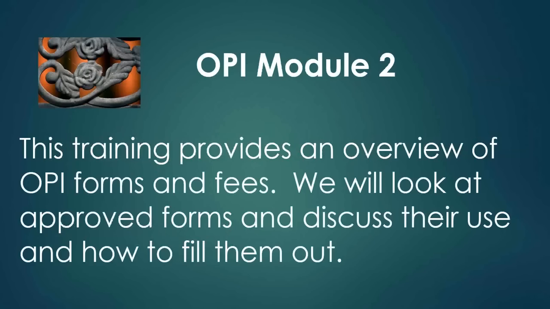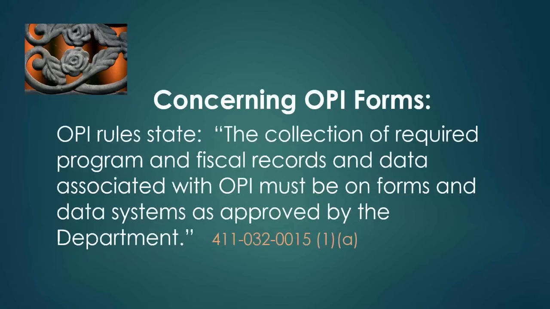And this Module 2 is really just an overview of the OPI forms and fees. And we're going to look at the approved forms and discuss how we use them and how we fill them out. So just a word concerning OPI forms. Why do we need to use specific forms? Well, first of all, it's a part of our OPI rules. And those rules state that the collection of required program and fiscal records and data associated with OPI must be on forms and data systems as approved by the department, which is the Department of Human Services.